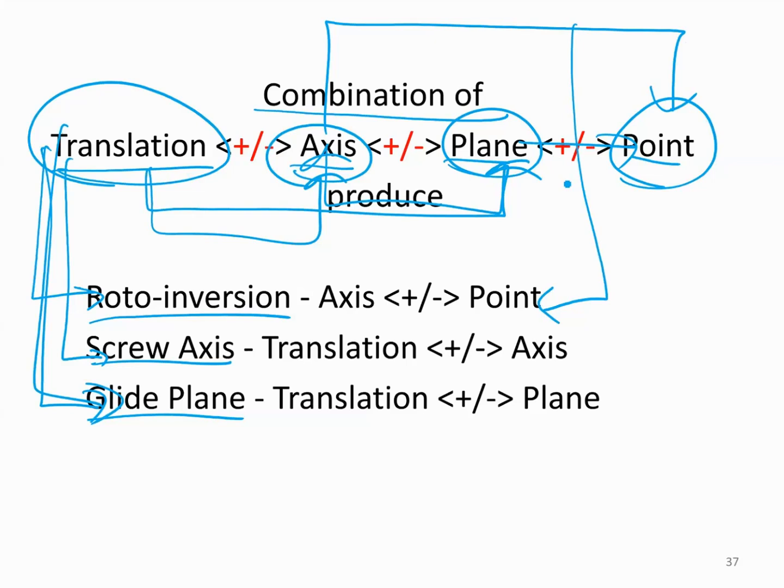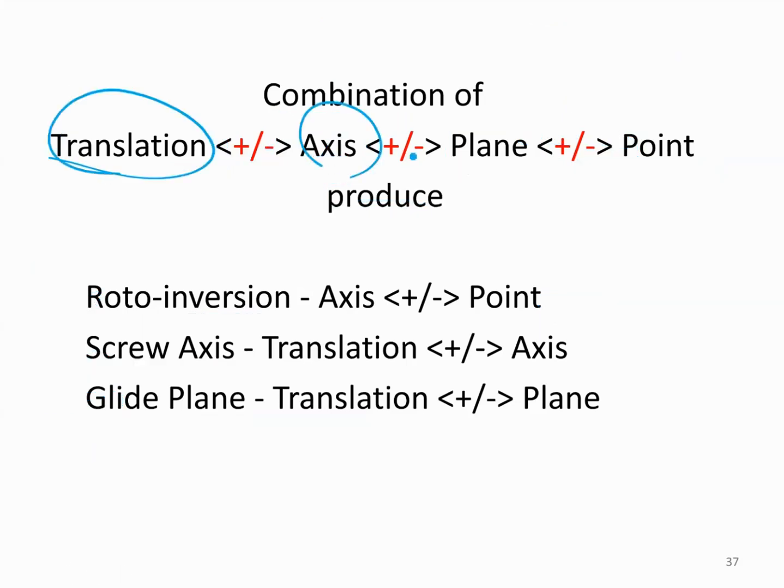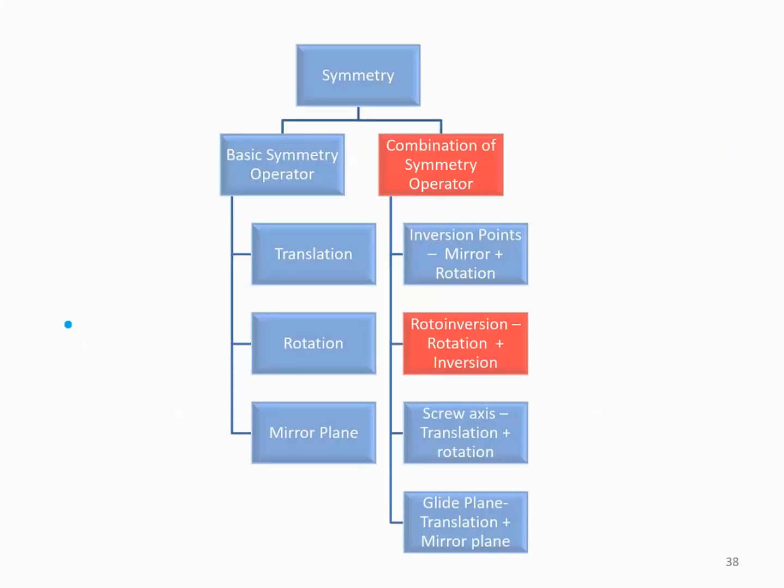Okay, so this is the symmetry, just a game of combining the basic symmetry, then it will create the advanced symmetry. That's it. So I have explained what is translation, what is axis, what is plane, what is point. Now we are going to the more advanced one that involves the combination of a few symmetry. So now we'll go to the rotor inversion.